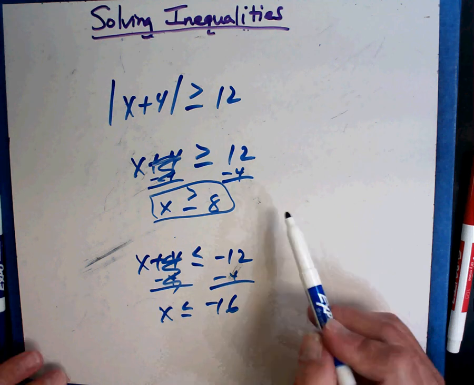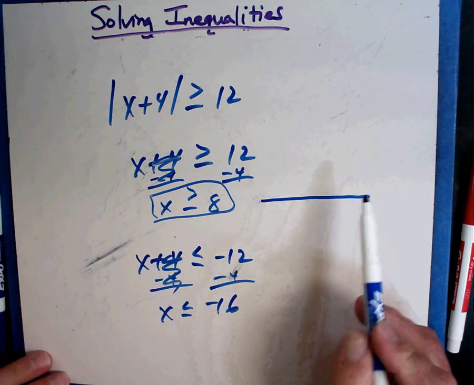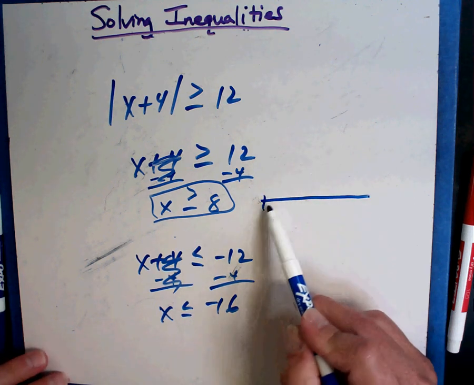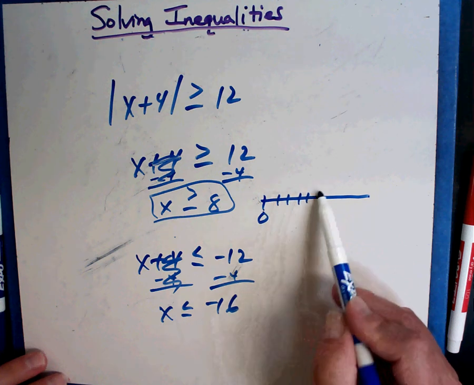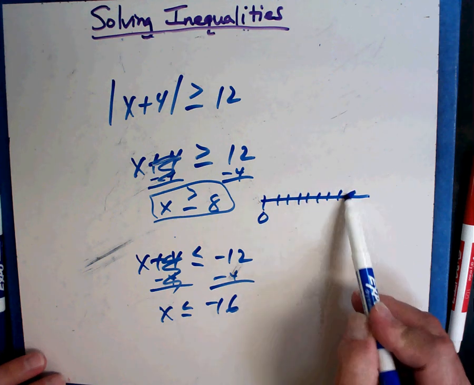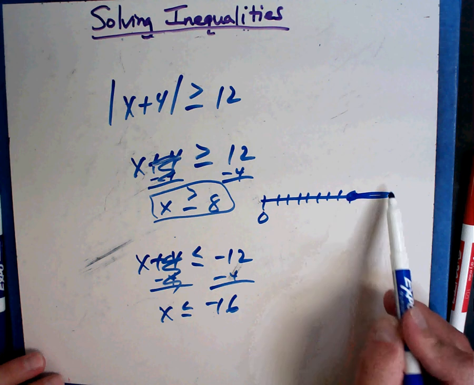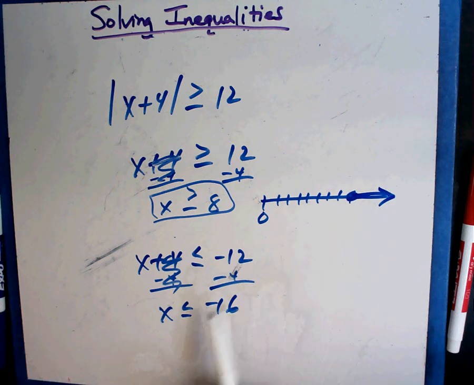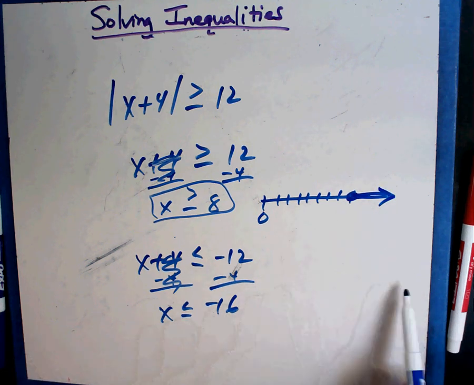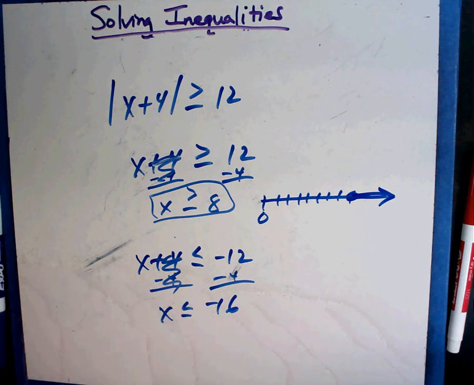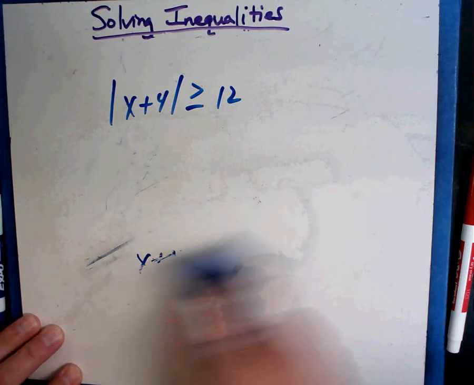And so I can graph it. I can make a number line, and I can go to 8: 2, 3, 4, 5, 6, 7, 8, greater than or equal to 8. There it is, my graph. If I want to go less than or equal to -16, I'd make my number line, and I go less than or equal. So I'd go far left, and I'd have my answer. Okay, so there's another example.